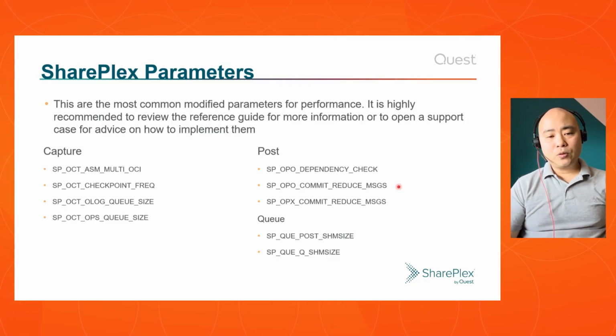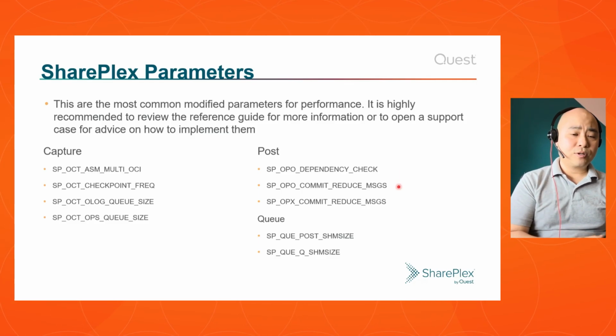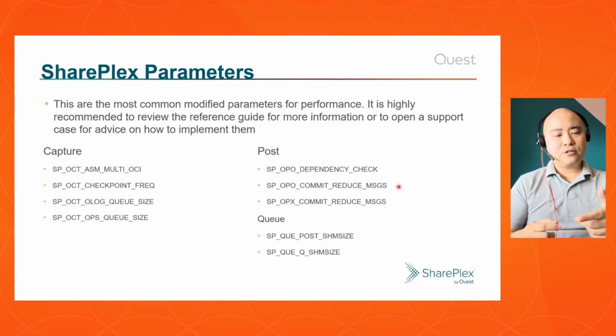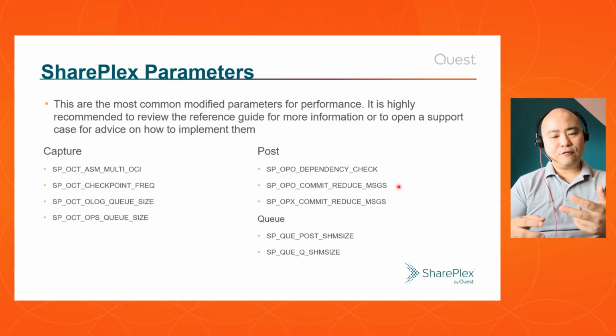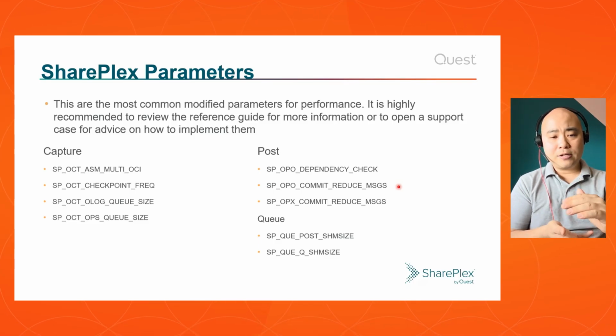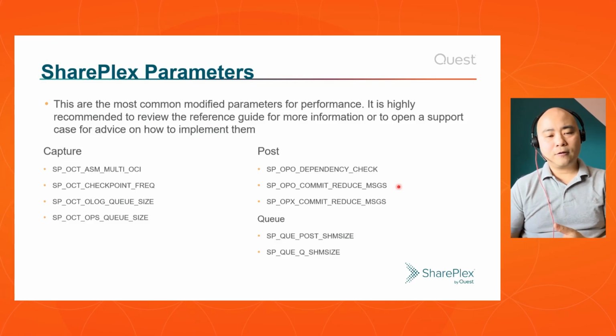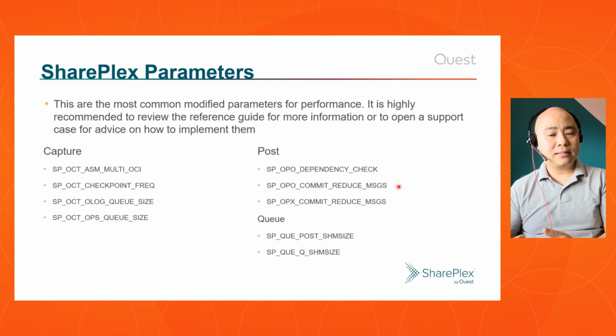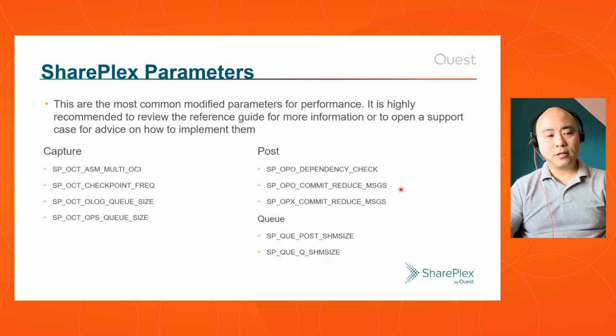The commit reduce is what we mentioned in the trace file. If you have an insert commit, update commit, followed by a delete commit, those are three commits you're running. Commits will take more time in the database. So if you use this commit reduce, it will consolidate those three operations in one commit, and that way you could reduce the number of commits, which will reduce the time of processing in the target.